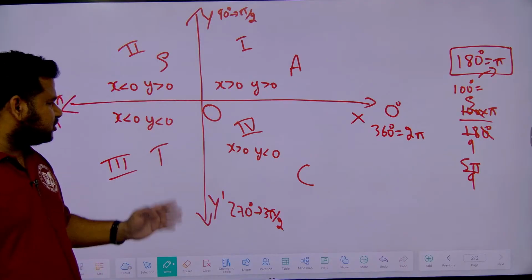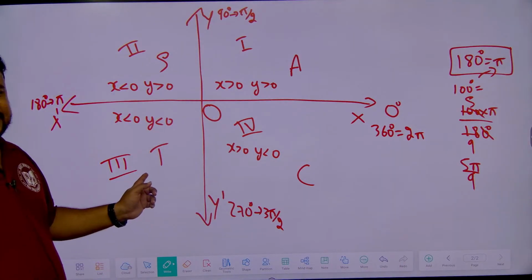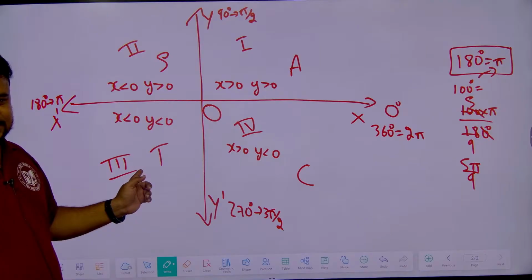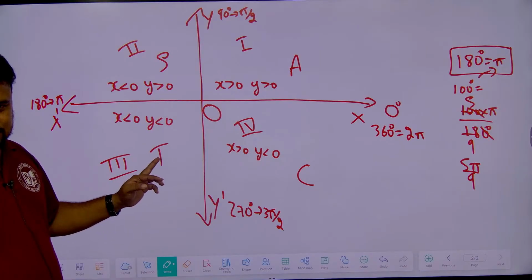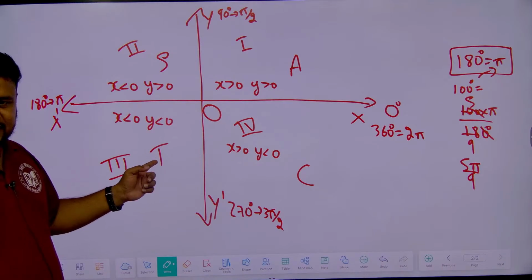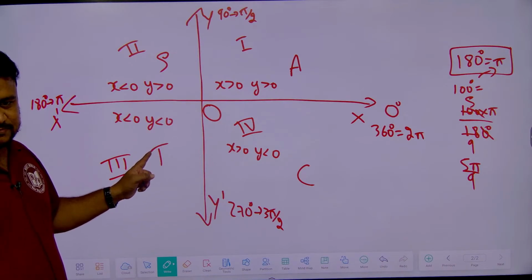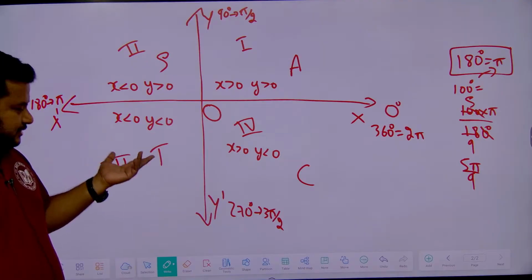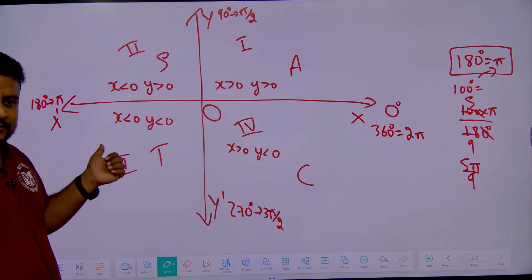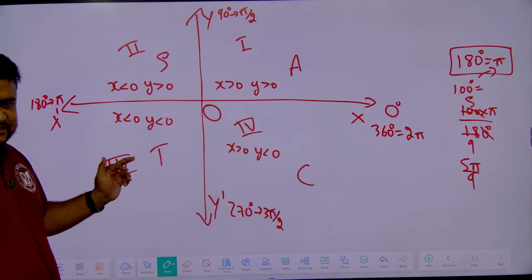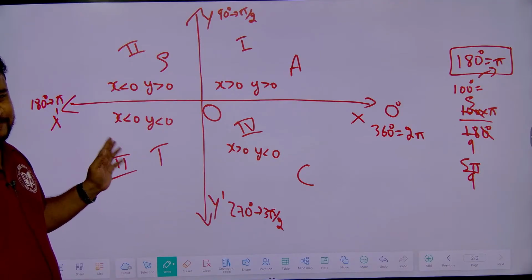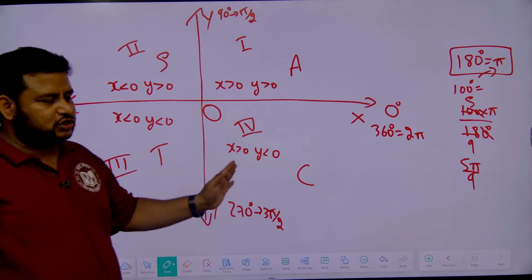Next, come to the third quadrant. In the third quadrant, T stands for tan theta. Tan theta is positive. Obviously, its reciprocal is cot theta, which will also be positive. But the other trigonometric ratios, that is sin, cos, cosecant, secant, will be negative in the third quadrant. Now let us come to the fourth quadrant.